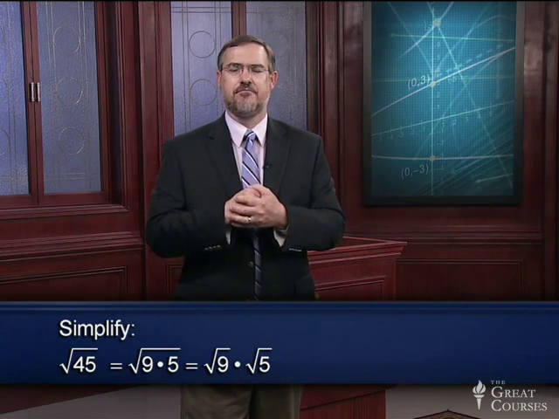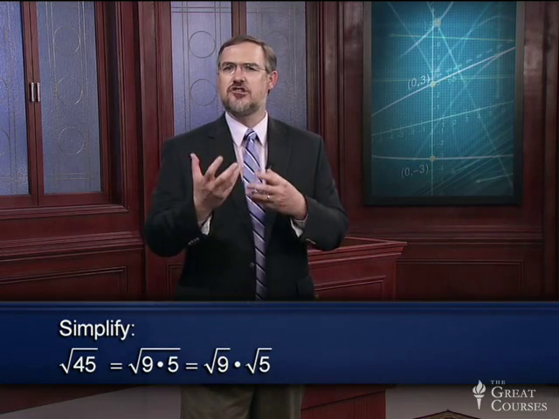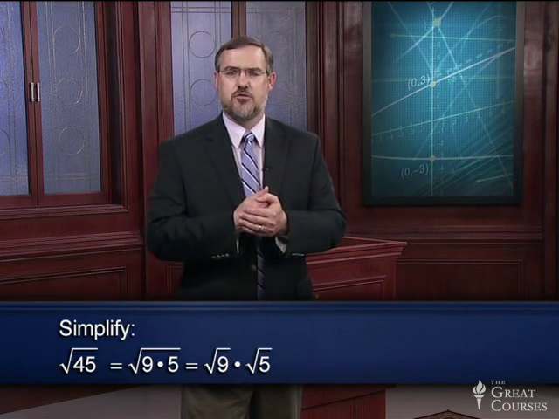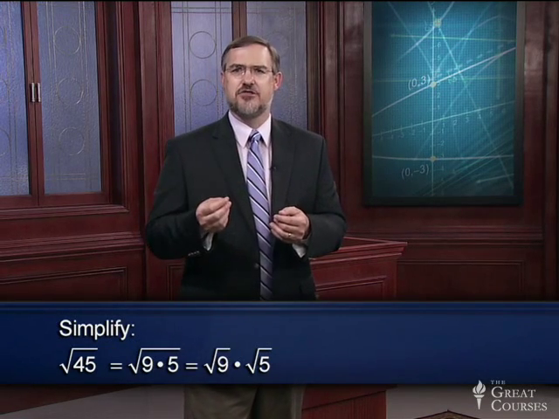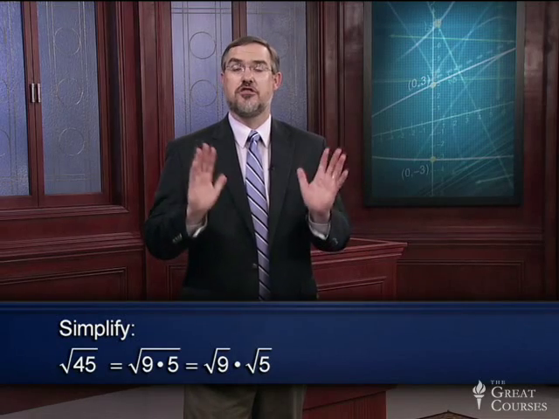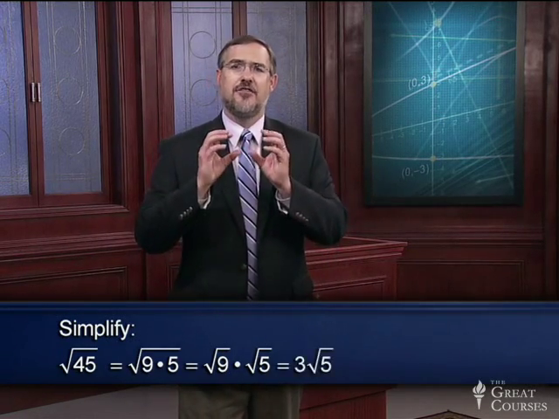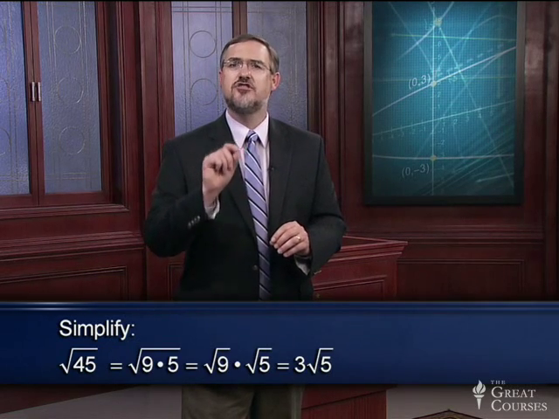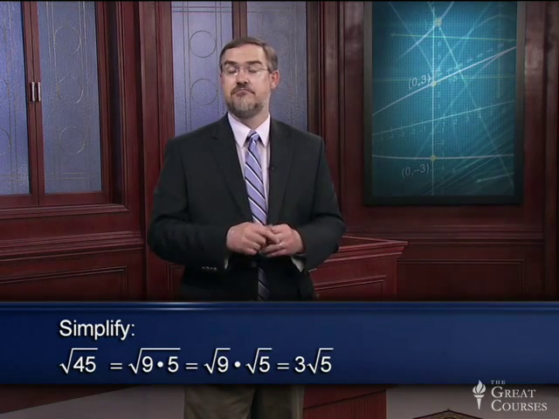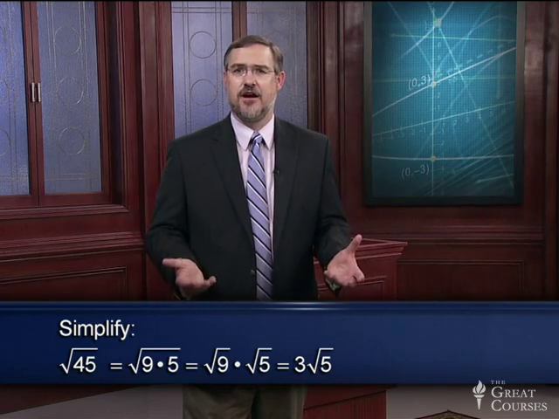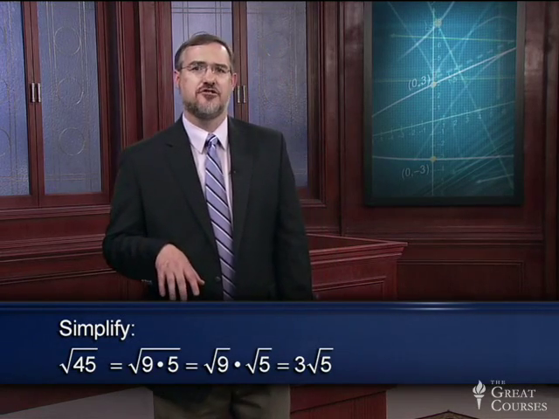That's perfectly legal. And once I've done that, I can start to work on each of those 2 square roots separately. In the case of square root of 9, I know that that's equal to 3. And in the case of square root of 5, I can't really do much. So this now simplifies to 3 times square root of 5. And in fact, that can't be simplified any further. So that's my final answer.